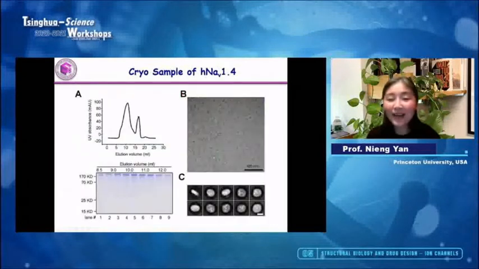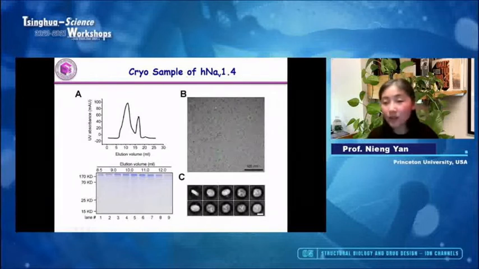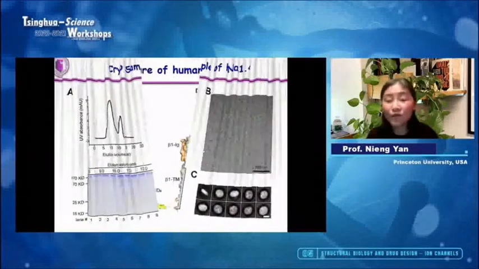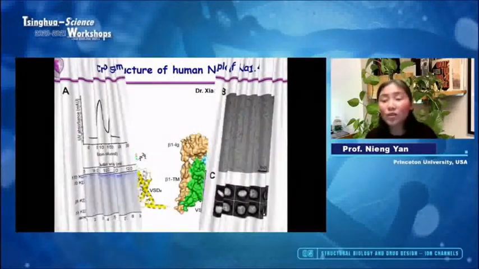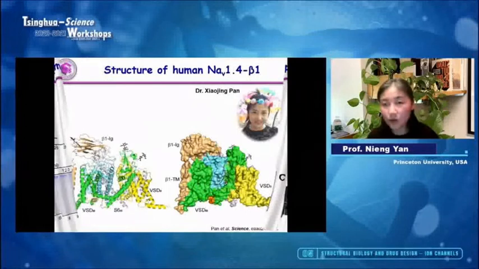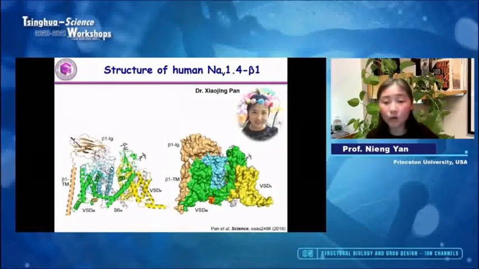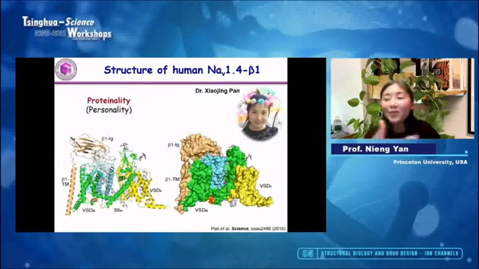So eventually, Xiaojing obtained very decent electron micrographs, and solved the first structure of human sodium channel, which has been very well characterized. Therefore, we now have a model for structure and function relationship study. So, after this endeavor, I coined a term, proteinality. That means every channel has its own specific, unique proteinality, just like every person has their own personality.